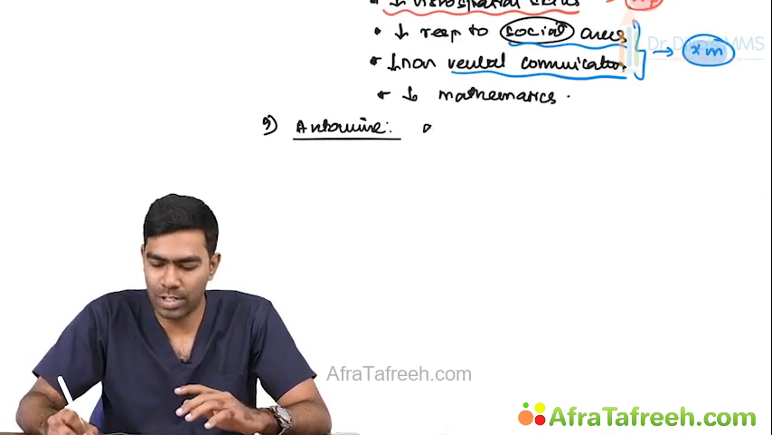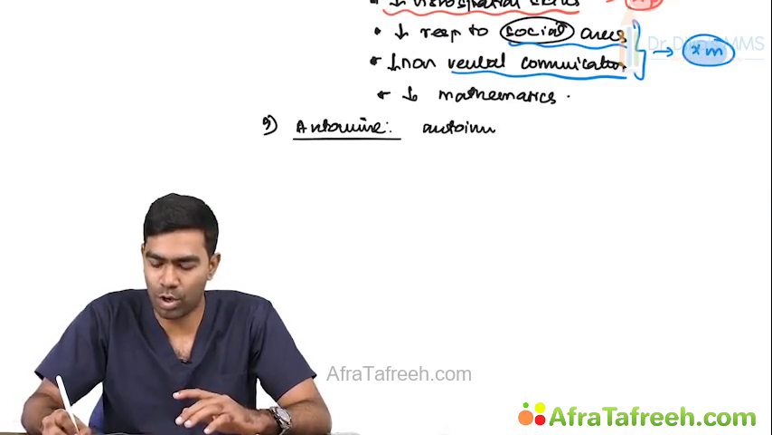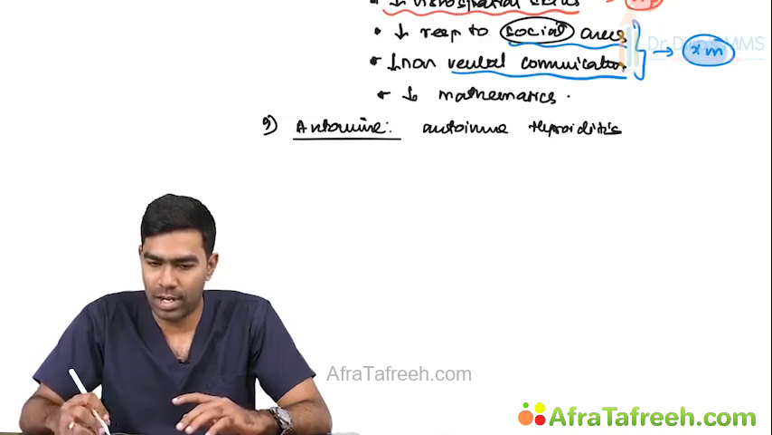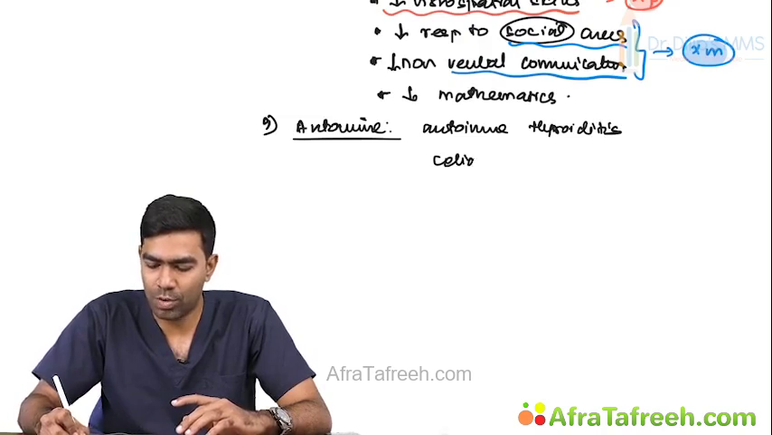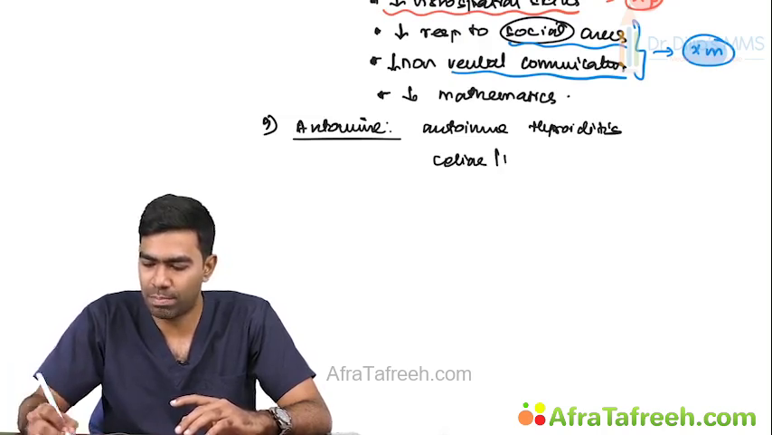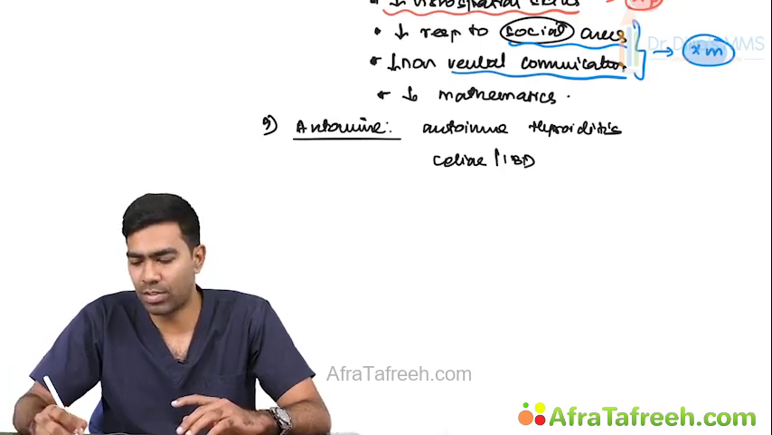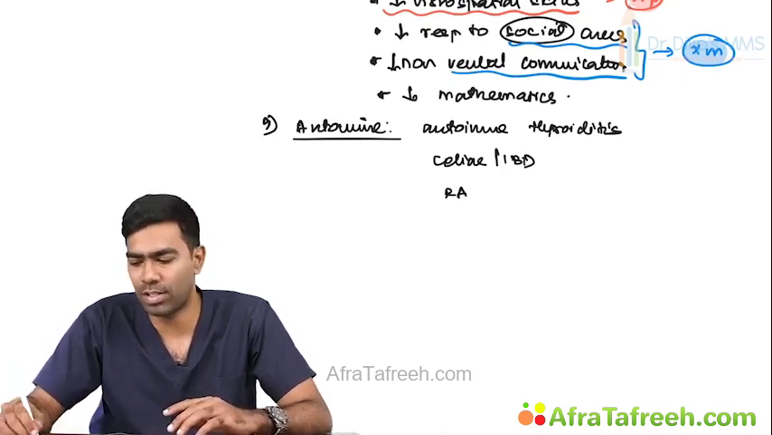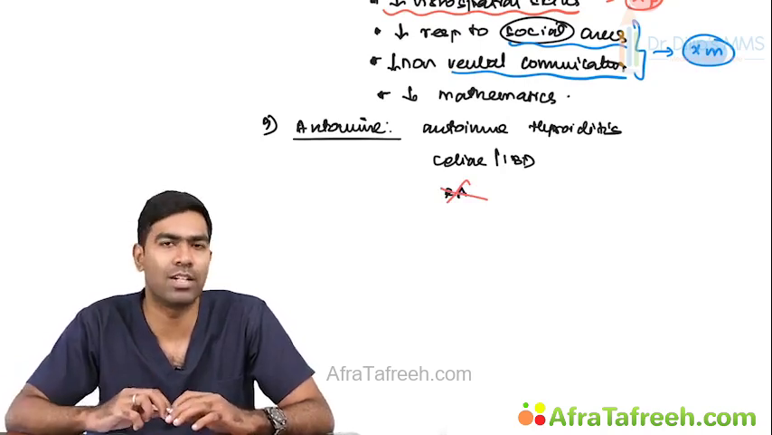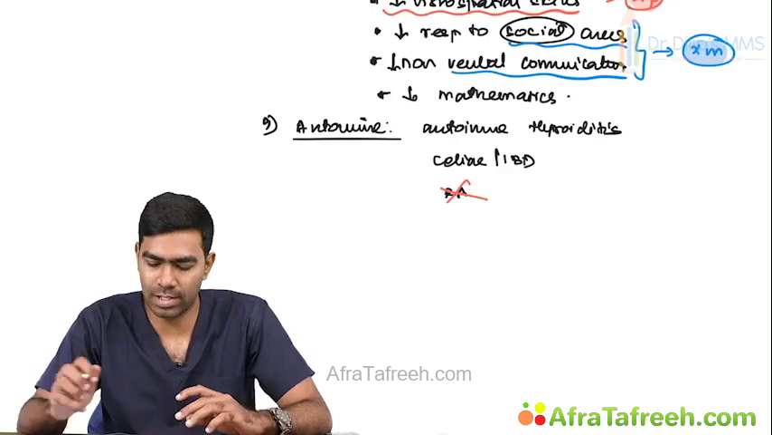Apart from that, these individuals are prone to a variety of autoimmune disorders. For example, as I told initially, they are prone to autoimmune thyroiditis, and they are even prone to celiac disease and inflammatory bowel disease, IBD. Previously, it was thought that these individuals are prone to rheumatoid arthritis. Right now, it's been clear that these individuals are not prone to rheumatoid arthritis anymore.